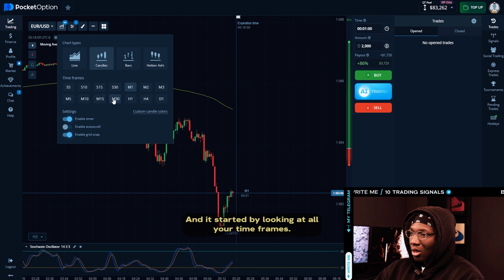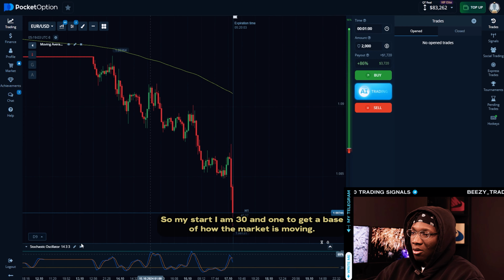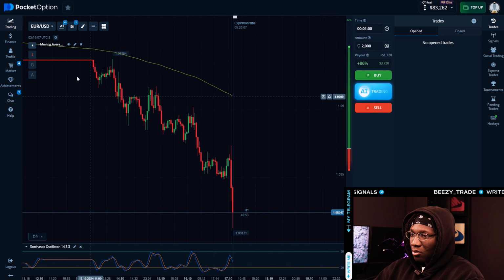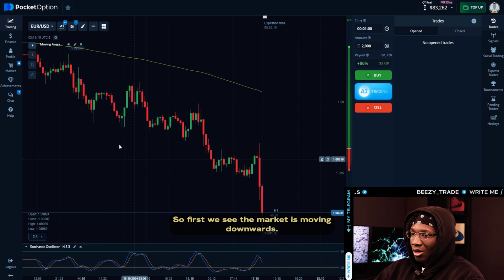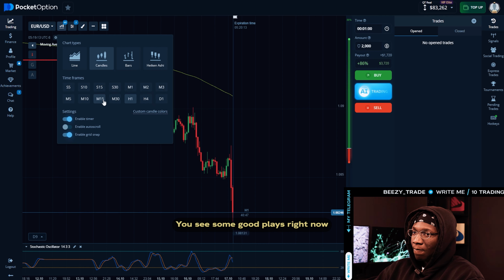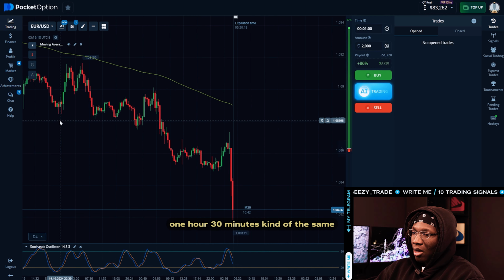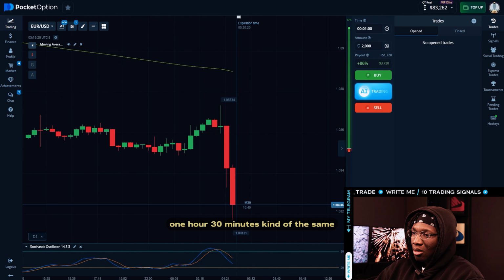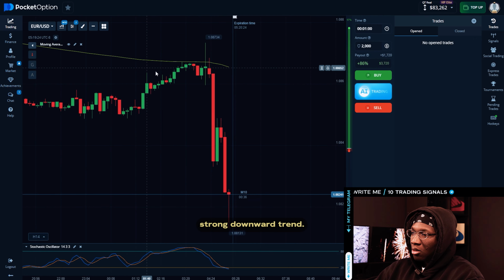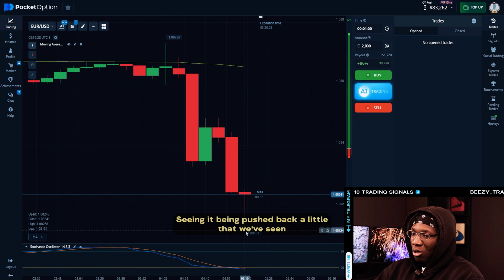I'm gonna start by looking at our higher time frames. So I'm going to start at M30, M1 to get a base of how the market has been moving. So first we can see the market has been moving downwards. You can see some good plays right now. Look for a nice place to scalp at 1 hour, 30 minutes, kind of the same. Strong downward trends. So when we go to M10, seeing it being pushed back a little.